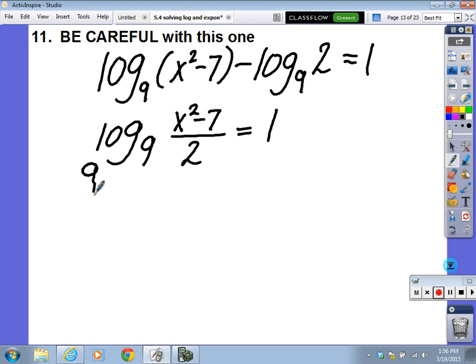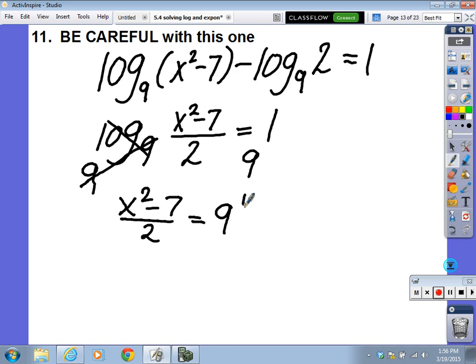So we're going to take base 9 of both sides. So base 9 and log base 9 divide out, and that leaves us with x squared minus 7 over 2 is equal to, now this is where people mess up. They forget that we have 9 to the first power, which is just 9. So I'm just showing you where it's coming from. So we have x squared minus 7 over 2 is equal to 9, and then I'm just solving for x piece by piece.